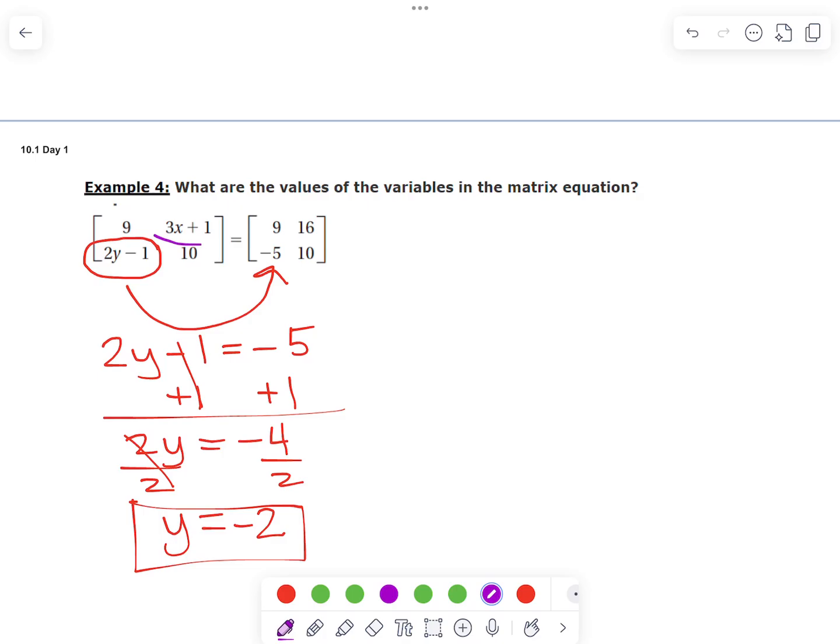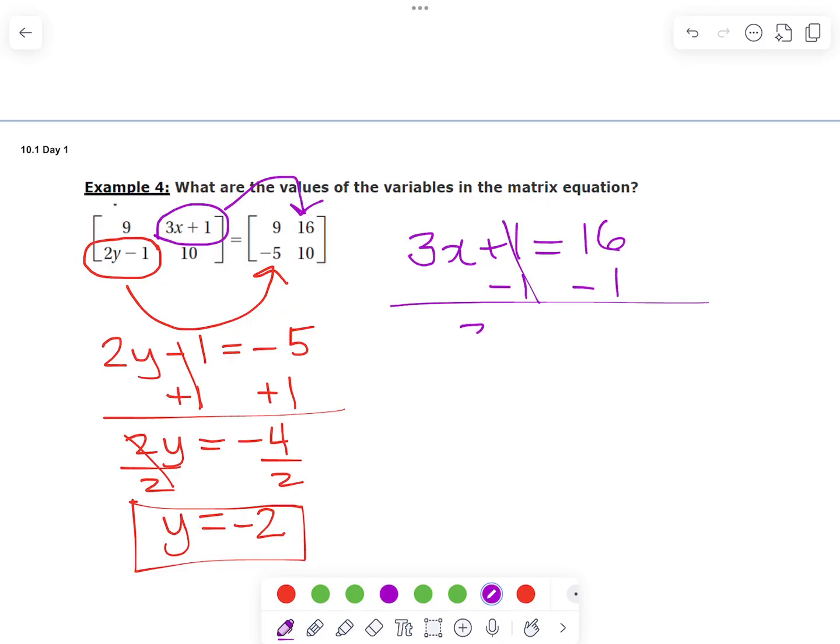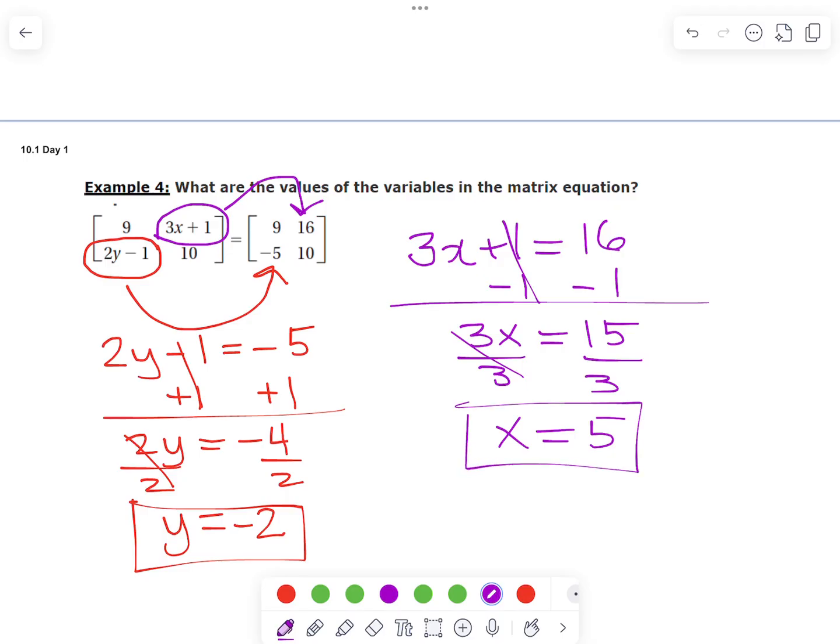Now we have another missing variable for x, and we use the corresponding element of 16. So we're going to set up an equation. So we have 3x plus 1 equals 16. Now we're going to solve that for x. So we do our inverse operations. We solve this linear equation. So we're going to subtract 1 from both sides. Simplify the right side, and we get 15. Then we're going to divide both sides by 3 and then simplify. So x equals 5.